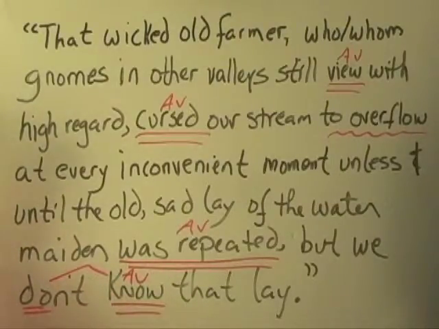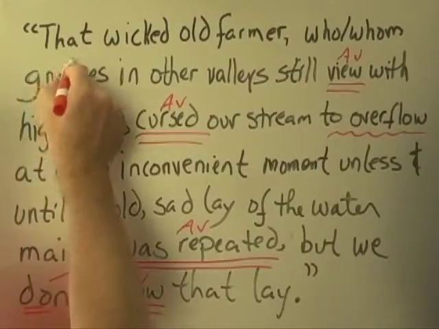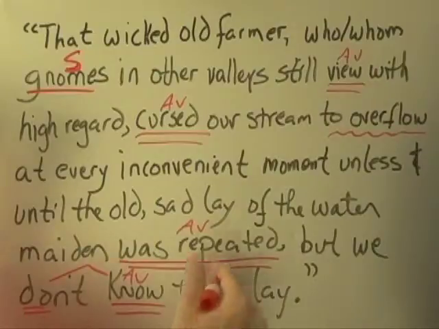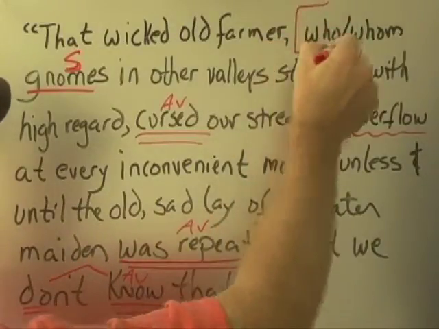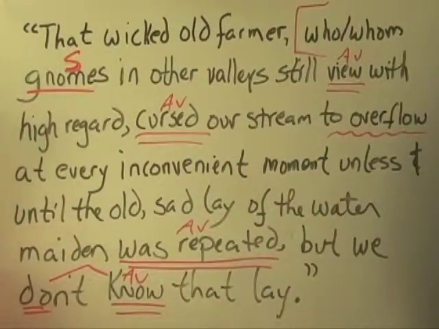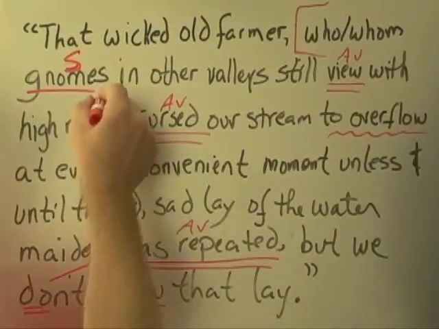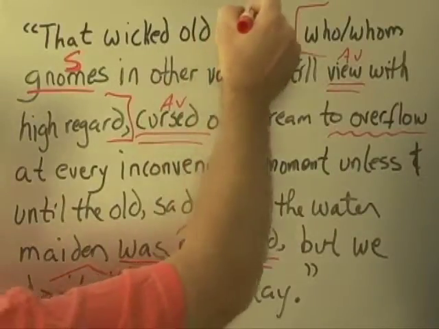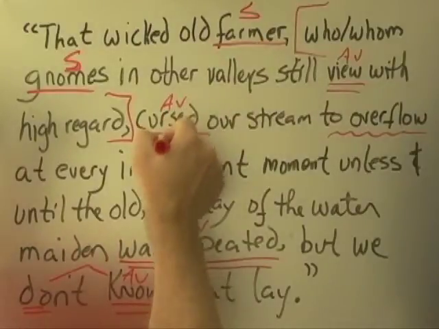Now I'll look for subjects. What still view? I think gnomes. Subject of view. I think we probably have a relative clause that starts there, and my guess is that it's going to end right there. We'll work more with that. Who or what cursed our stream? Well, the farmer. That's the subject of cursed.